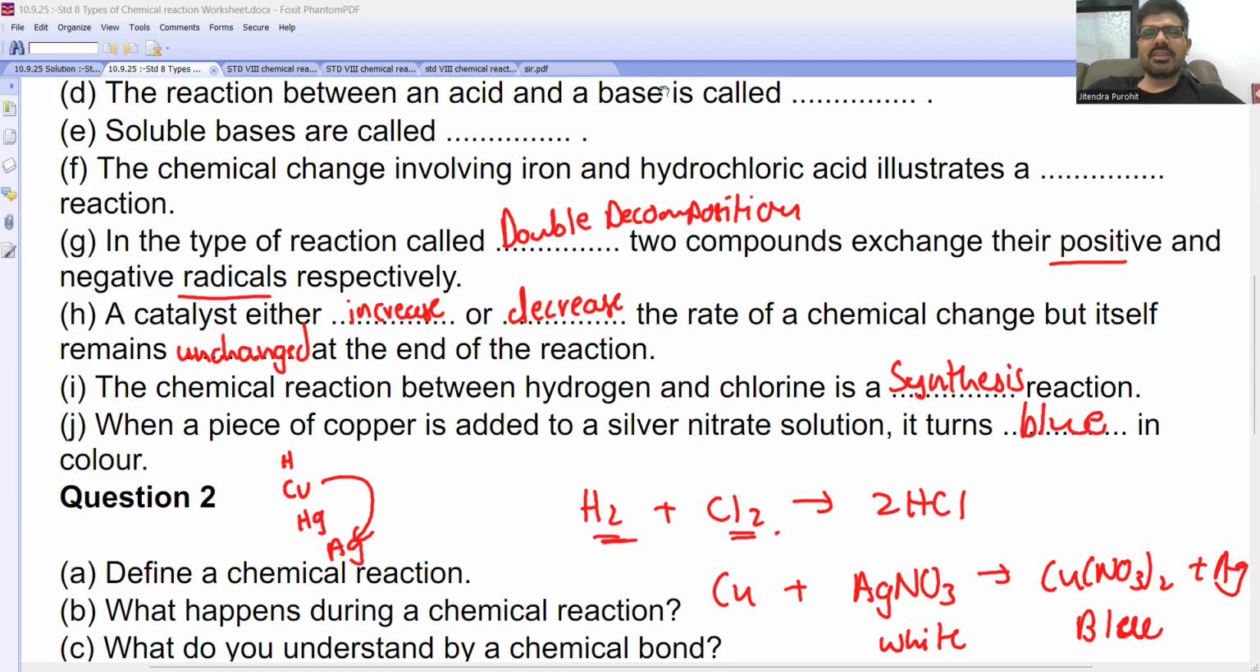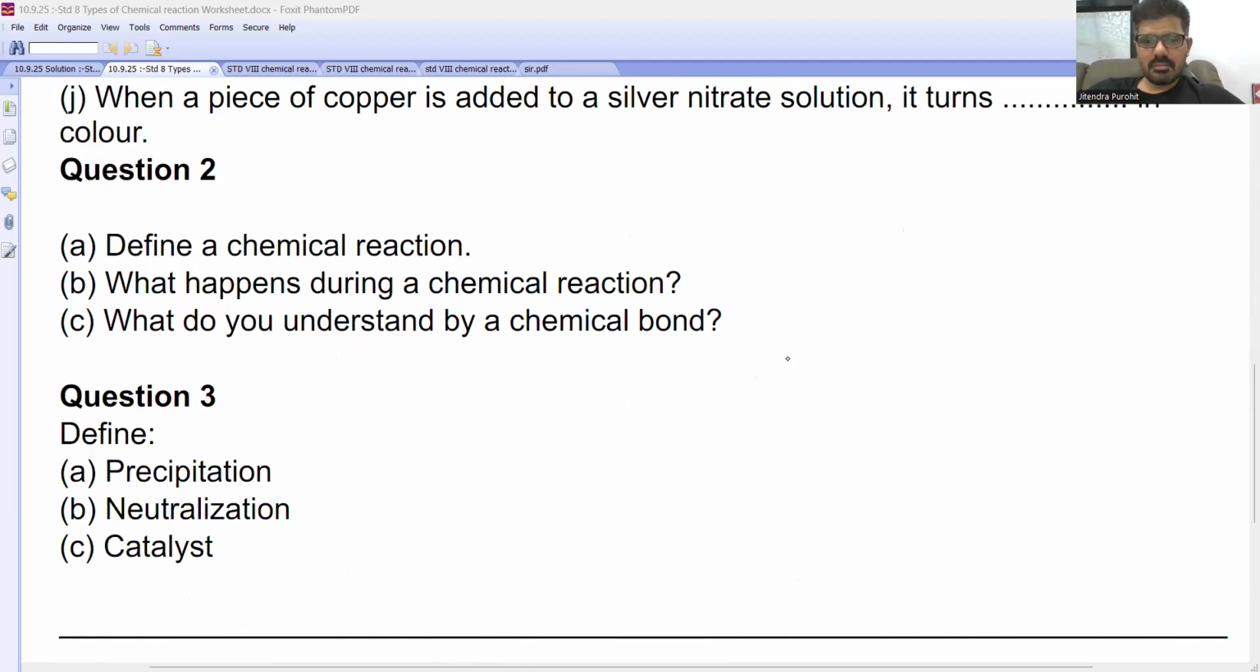This definition I am not going to teach you, beta. Yes, double displacement and double decomposition are the same.